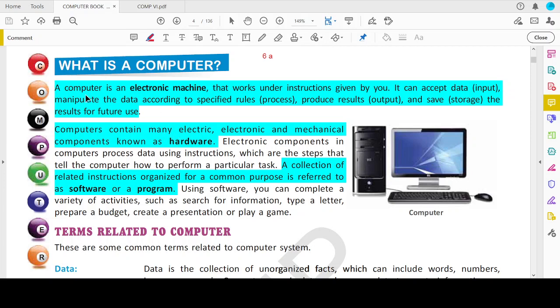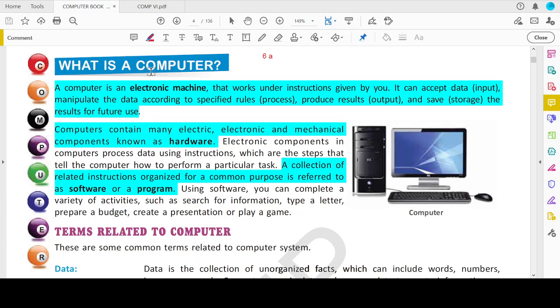At first, you will write a short definition of a computer. Like, a computer is an electronic machine that works under the instruction of the user. It can accept data as input, manipulate the data according to specified rules called instructions, and can produce results and save the results for future use. So that is the definition.